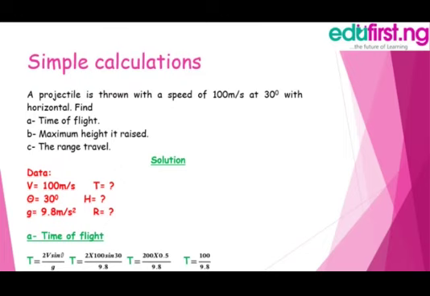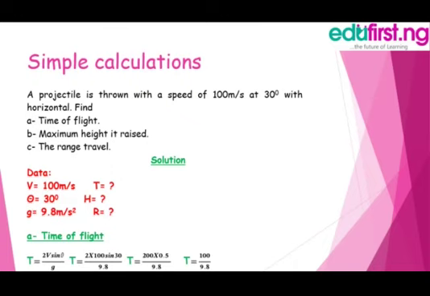Now let's go to simple calculations under projectile motion. Question number 1. A projectile is thrown with a speed of 100 meters per second at an angle of 30 degrees with the horizontal. Find A, the time of flight; B, the maximum height it reached; C, the range traveled. Now the solution.